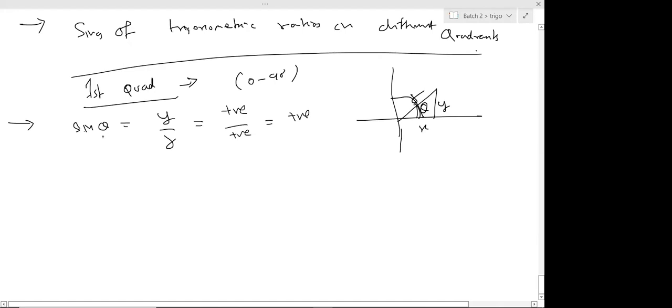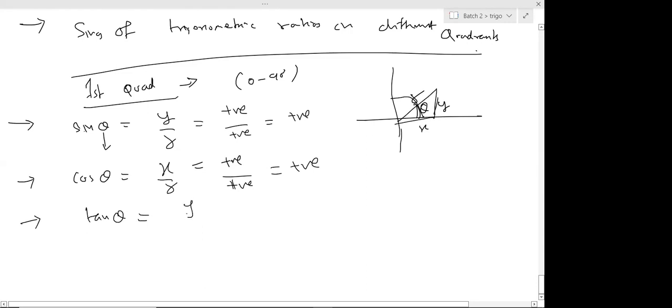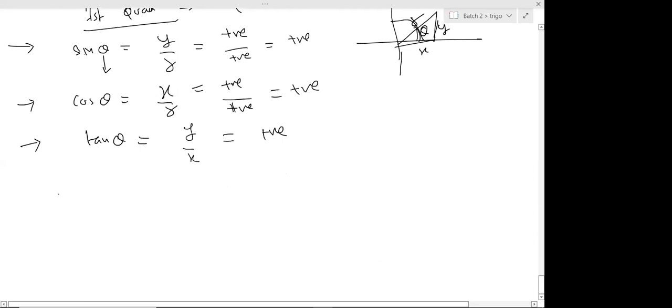What this means is, if you take any value of theta from 0 to 90, then whatever the value of sine theta, this will be positive. Cos theta is x upon r. This is also positive and positive. The value is positive. Tan theta will be perpendicular upon base, so y upon x. So this is also positive because both are positive.